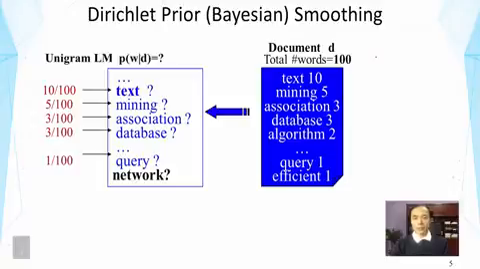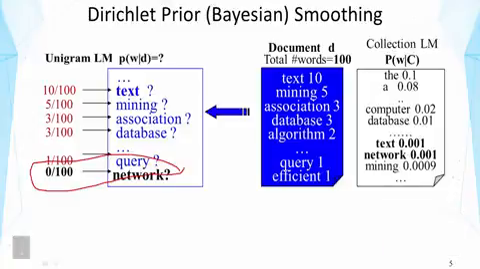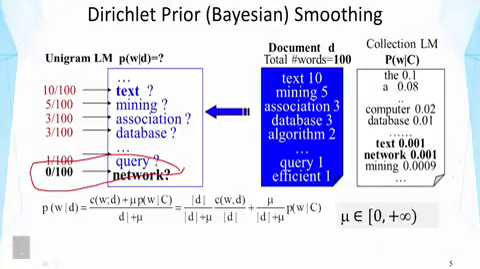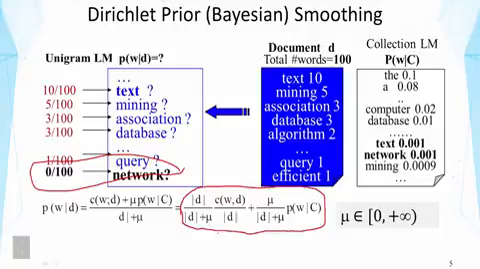So again, here we face the problem of a 0 probability for an unseen word like "network". Again, we will use the collection language model, but in this case, we're going to combine them in somewhat different ways. The formula first can be seen as an interpolation of the maximum likelihood estimate and the collection language model as before, as in the JM smoothing method.